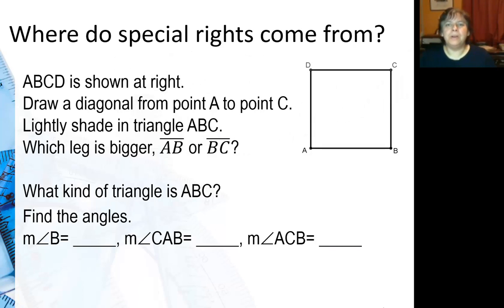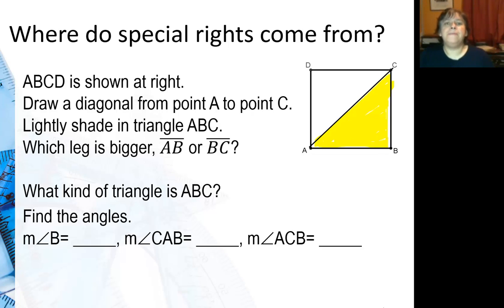So the first part is we're going to be looking at special triangles. And where do special triangles come from? Well, they come from a couple of different regular polygons. For example, I have square ABCD on the right. And what I'd like you to do on your notes is draw a diagonal from point A to point C. And then we're going to go ahead and shade in triangle ABC.